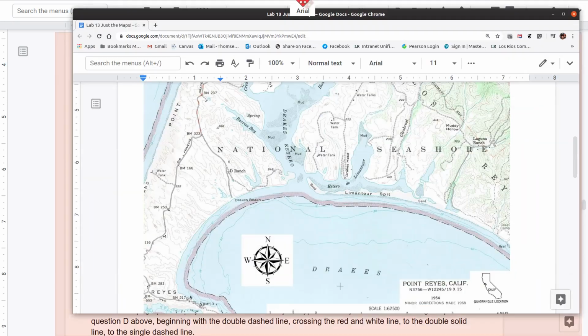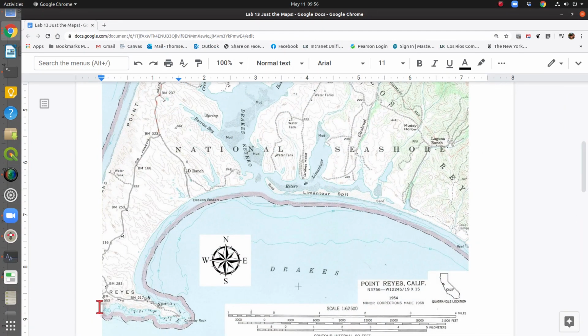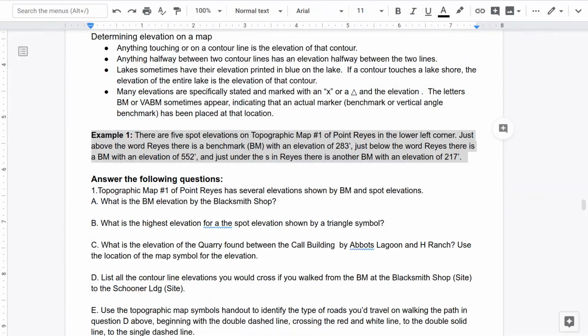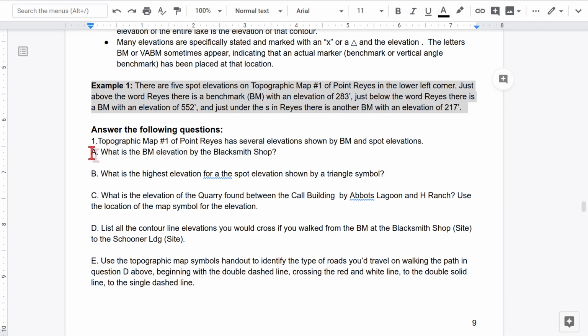5 spot elevations in the lower left. Yes, so 552, 283, 217, all of those. Those are all spot elevations. Benchmark 13, 173. Those are all 1, 2, 3, 4, 5. Those are the 5 spot elevations. So you're supposed to answer some questions about elevations on the map.